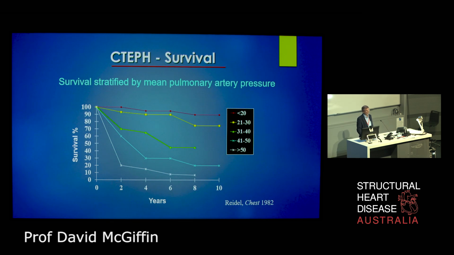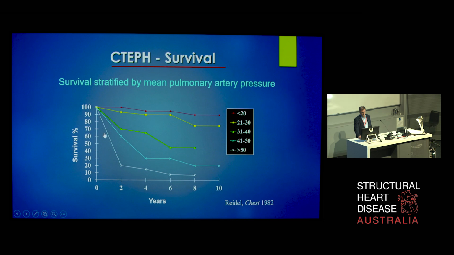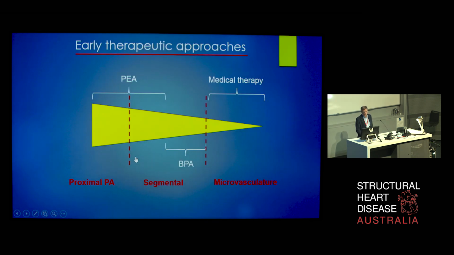So the survival of patients with CTEPH is poor. This is 1982 data, but it's just as relevant now. So let's follow this curve here. This is stratified by mean pulmonary artery pressure. So if you have a mean pulmonary artery pressure with CTEPH, you're on that survival line. Your 2-year survival after diagnosis is 20%. That's the same as cancer of the stomach. So this is a very mortal process.